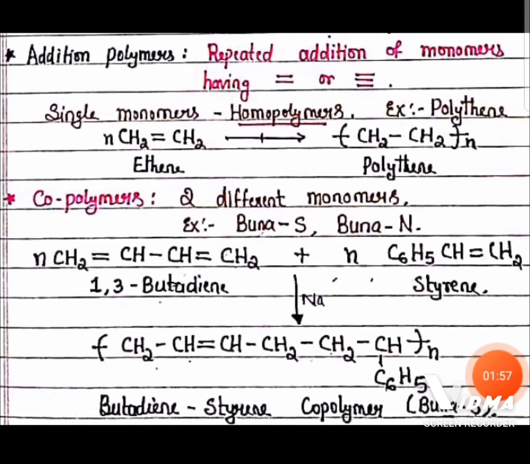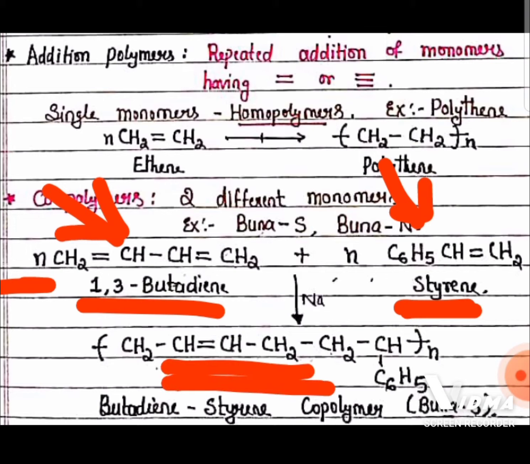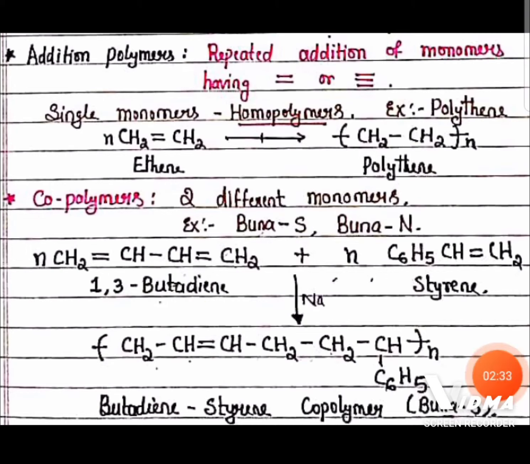Then for copolymer, as I said, two different monomers are involved. Examples: Buna-S and Buna-N. So here we will see the preparation of Buna-S and its monomers. The two different monomers are n number of 1,3 butadiene and n number of styrene, C6H5CH=CH2. So styrene and 1,3 butadiene undergo repeated addition to form Buna-S. Here Bu is for butadiene, Na for sodium and S for styrene.